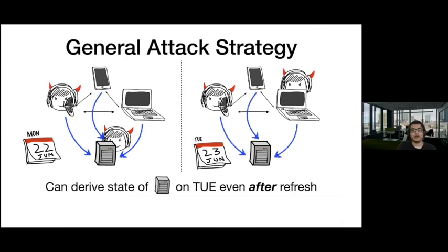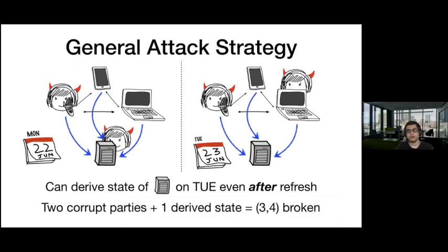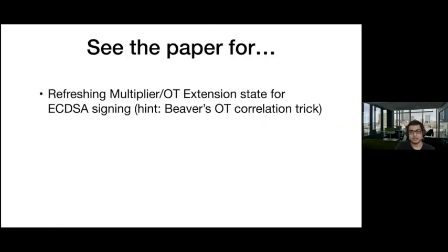So now you have 2 parties corrupt on Tuesday and a 3rd uncorrupt party whose state you also have. And just by the definition of 3,4, this breaks the scheme because you can now compute arbitrary signatures using the signing key. It takes a few minutes to work out. There's not a lot to it. It's a clean proof, I think, which you'll find in the paper. And hopefully I gave some intuition on how that works.